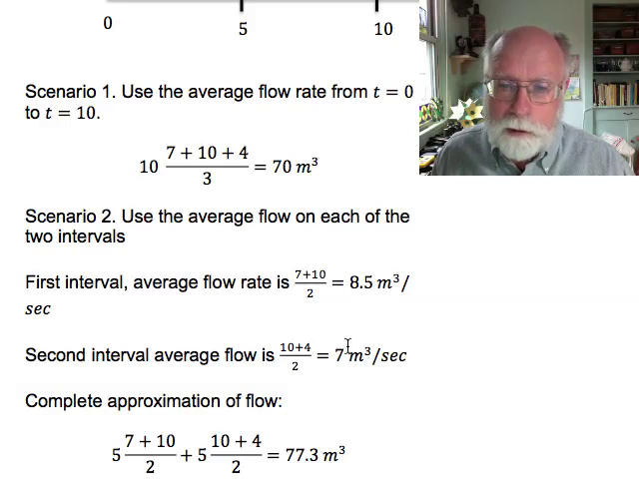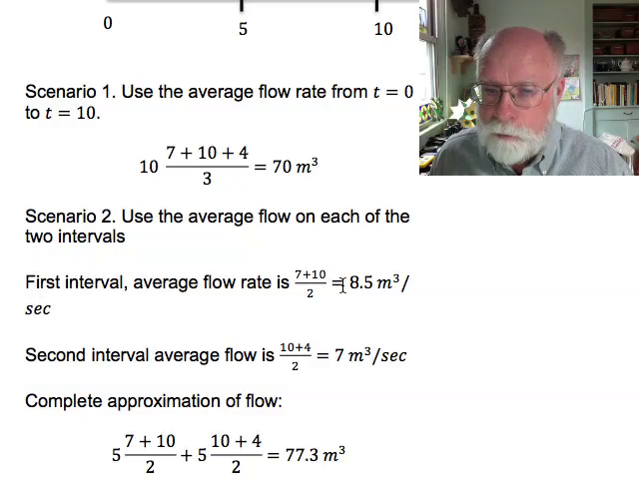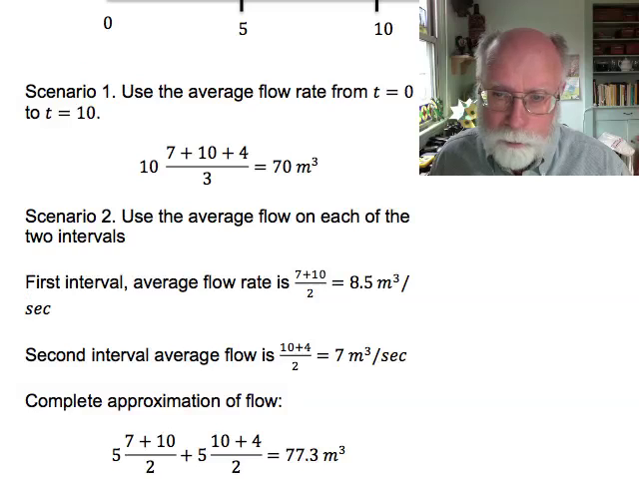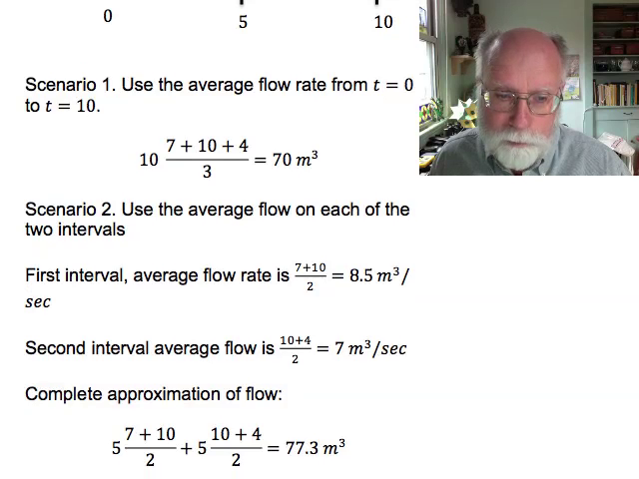What we see is that the average flow rate was higher during the first 5 seconds than it was in the second 5 seconds. And so by doing this more detailed calculation, we're probably going to get a more accurate picture. When we do the arithmetic, we take the averages multiplied by the length of the intervals, and we get 77.5 cubic meters. So we get a different number. In fact, it's 10% different from what we got by just doing the straight average.